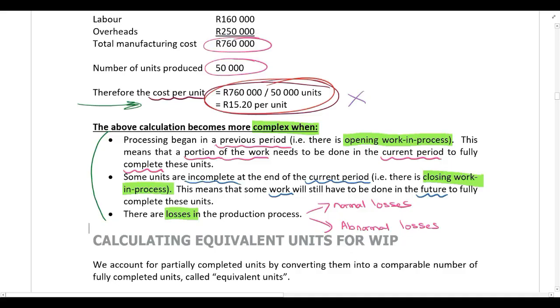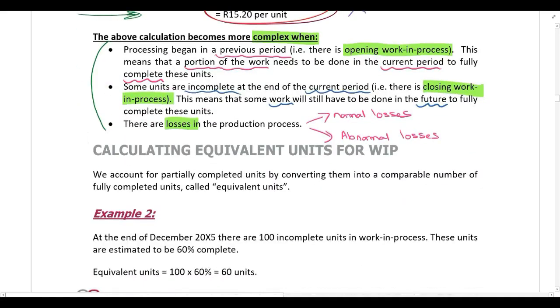So how do we deal with these three issues? Okay, firstly, how we deal with the first two issues, the fact that we have opening and closing work in process. How do we deal with the issue of work in process? We deal with this by calculating equivalent units. And this is extremely simple, very, very simple.